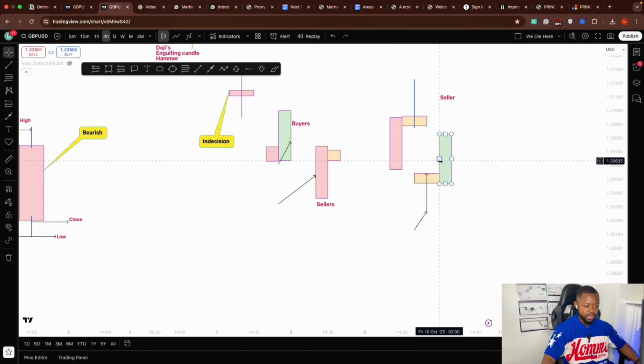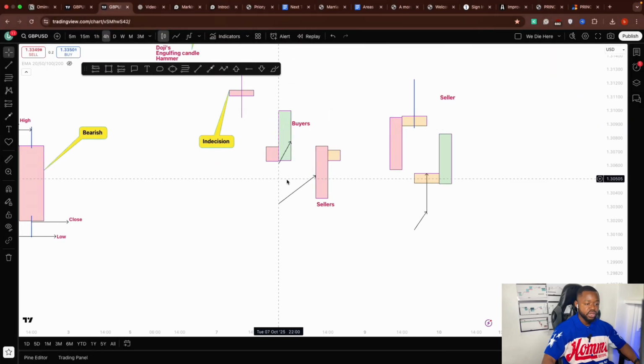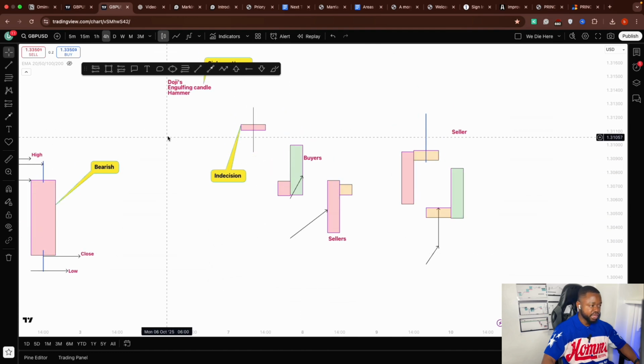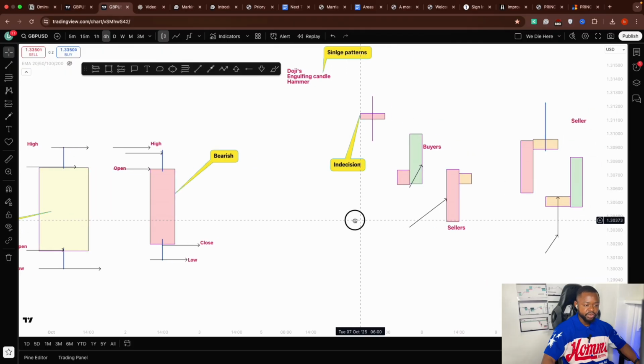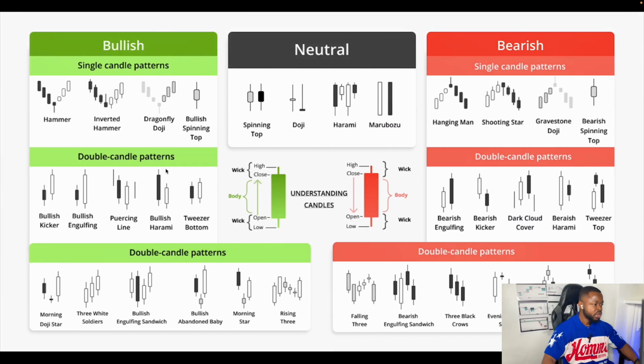So now we're already getting deep into the double candlestick formation. So these are the major ones. We have the hammer candlestick, we have the engulfing candlestick, and we have the dojis. So you can take your time, screenshot this so that you can have it in your notes. So now let's come to the double candlestick pattern.